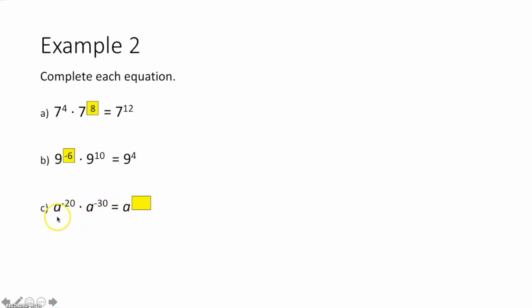Here, a to the negative 20th times a to the negative 30th equals a to the what? Well, again, multiplying like bases, you just add the exponents together. What's negative 20 plus negative 30? That's going to be negative 50, and you're done.